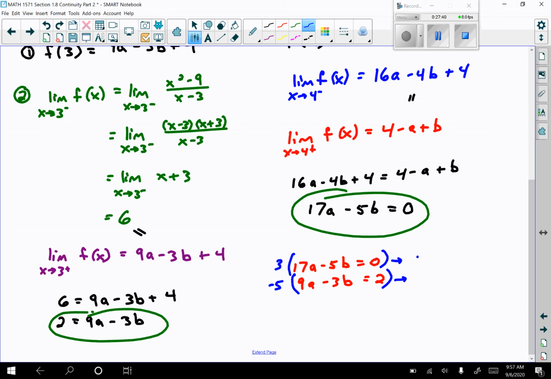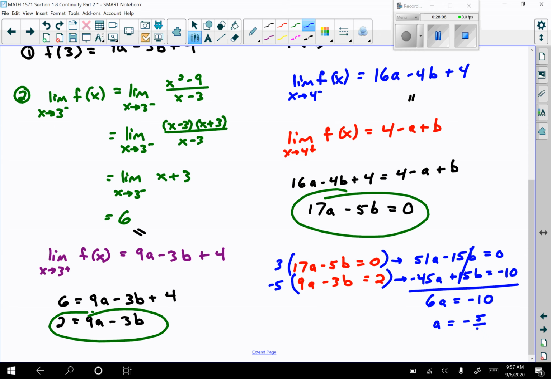So now this will give me 51a minus 15b equals 0. Then we'll get negative 45a plus 15b equals negative 10. I just multiplied everything in here by negative 5. In the top one, I multiplied everything by 3. So the 15b's cancel out. I'm going to get 6a equals negative 10. Divide by 6 and simplify. So we're getting negative 5/3 for a.